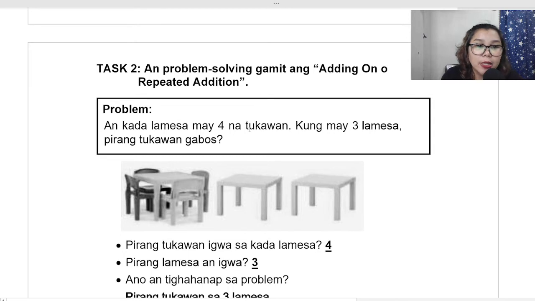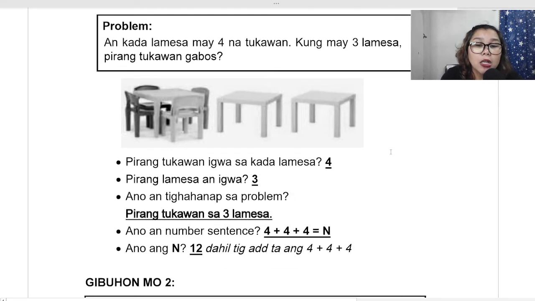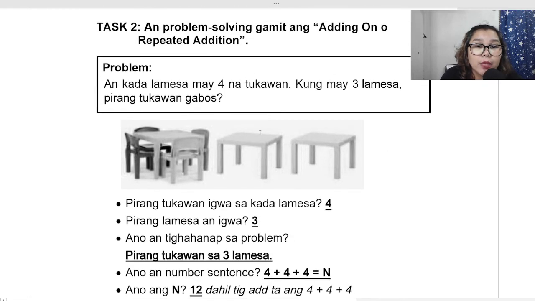Like for this problem, every table has 4 seats, 4 seats for every table. If there are 3 tables, then how many chairs are there in all? Okay, all in all, three tables. Each table should have 4 chairs or 4 seats. So, let's have this one. With the questions below, this would be your pattern for you to answer.